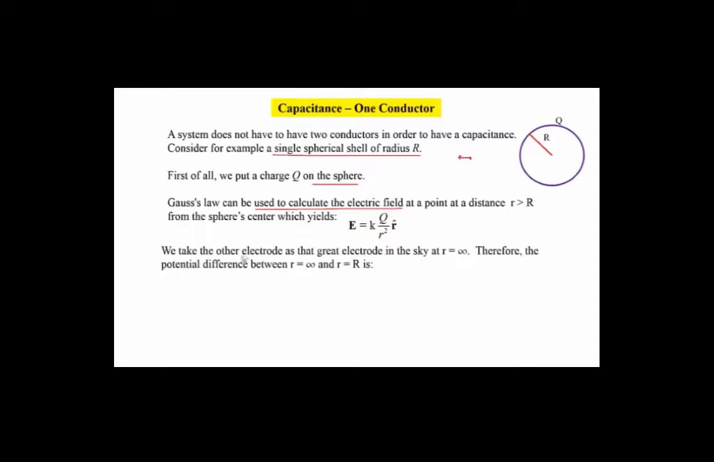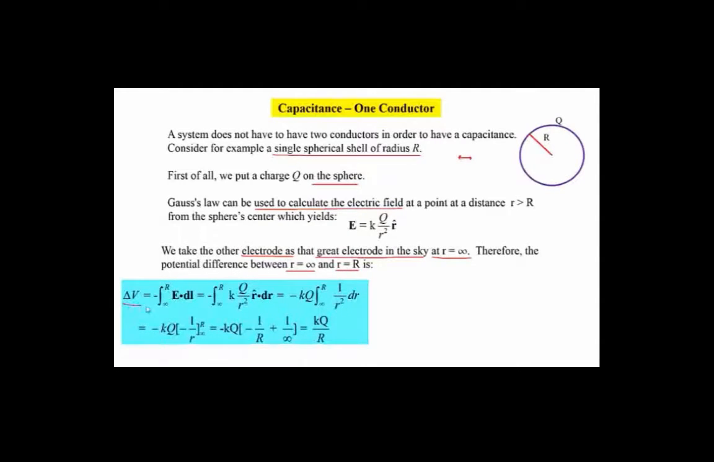So we take the other electrode of the capacitor to be the great electrode in the sky. What we mean by that is that it's a sphere at R equal infinity. Therefore, the potential difference between R equals infinity and R equals R is our line integral, which I show here. And so I have the integral from infinity to capital R, E dot dl. I put in my E field, this quantity here. I'm going to keep dr parallel to R, so we're just going to come in straight, like this, from infinity, right along the radius. And so therefore this is just equal to dr.